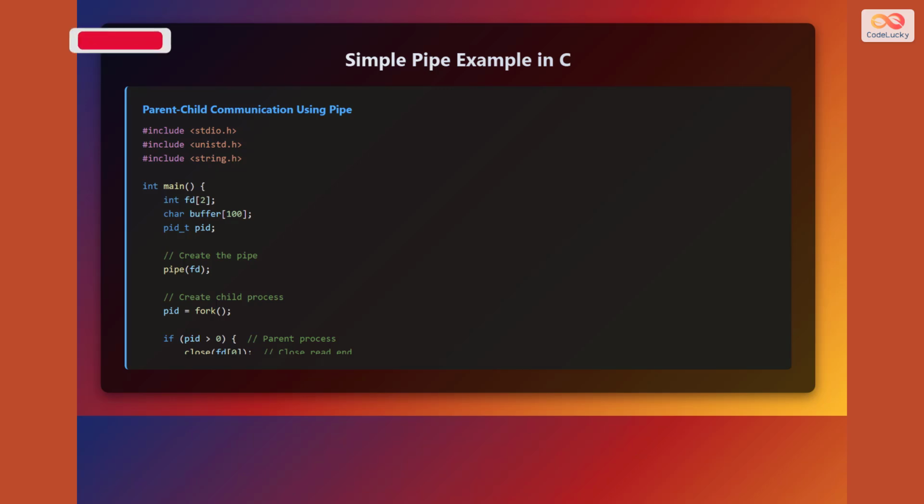If pid is 0, we are in the child process. Here we close the write end of the pipe, that is fd[1], and read from the read end of the pipe, that is fd[0], into the buffer. Finally, we print the received message and close the read end of the pipe.